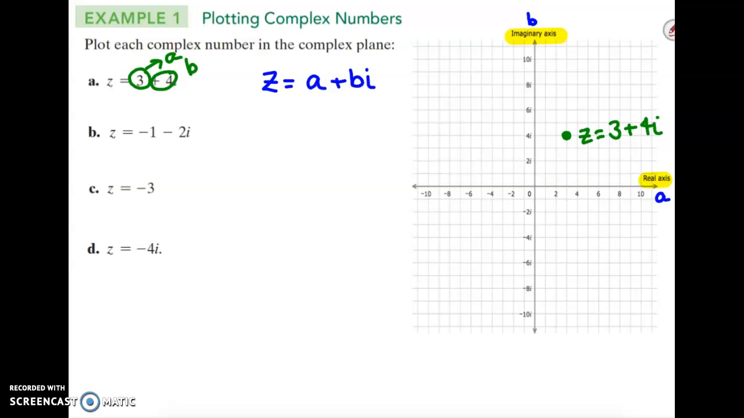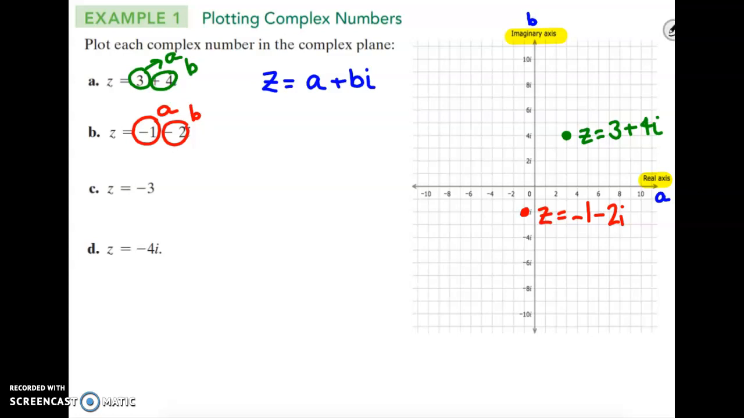Example B. z equals negative 1 minus 2i. So this is your A, and then the negative 2 is going to be your B. We start off on the real axis. Negative 1 means we're going to go to the left 1. So there we are at negative 1. And then our B value is negative 2, so we're going to go down 2. So 1, 2. We're finishing up right there. I'm going to erase that. So this is my z, my complex number, z equals negative 1 minus 2i.